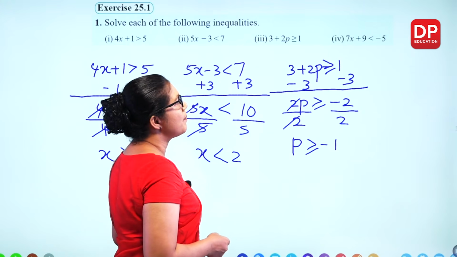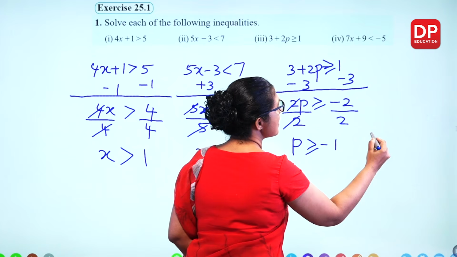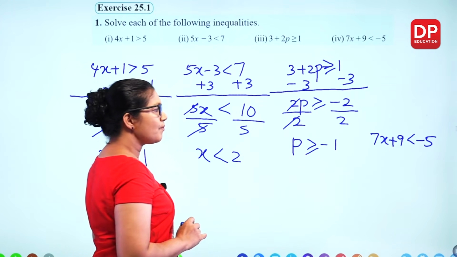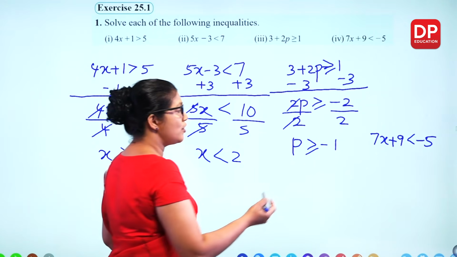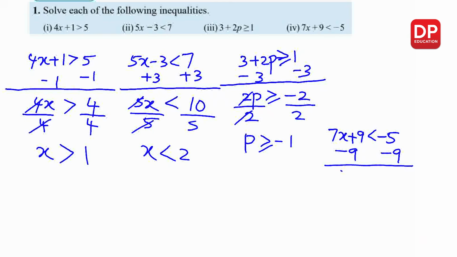Now what about the fourth part? So we'll write down the fourth part. The question says 7x plus 9 is less than minus 5. So here you need to subtract 9 from both sides. So 9 gets cancelled out. You get 7x here. Minus 5 minus 9 is minus 14. Now you have to divide this by 7 on both sides. What happens? X is less than minus 14 divided by 7, which is minus 2.